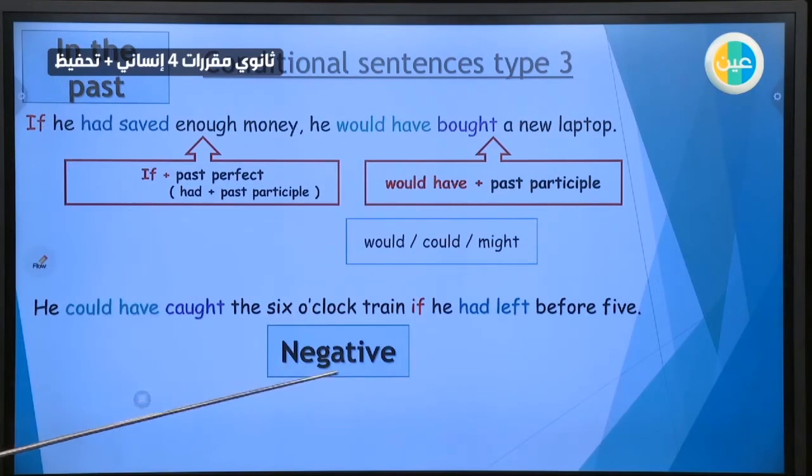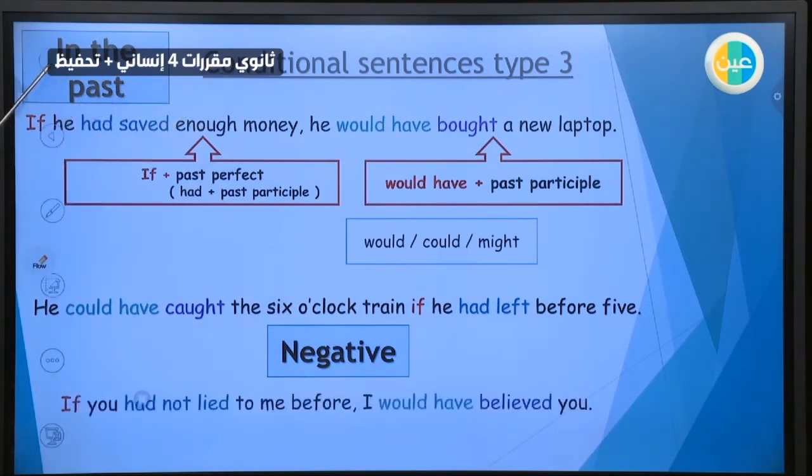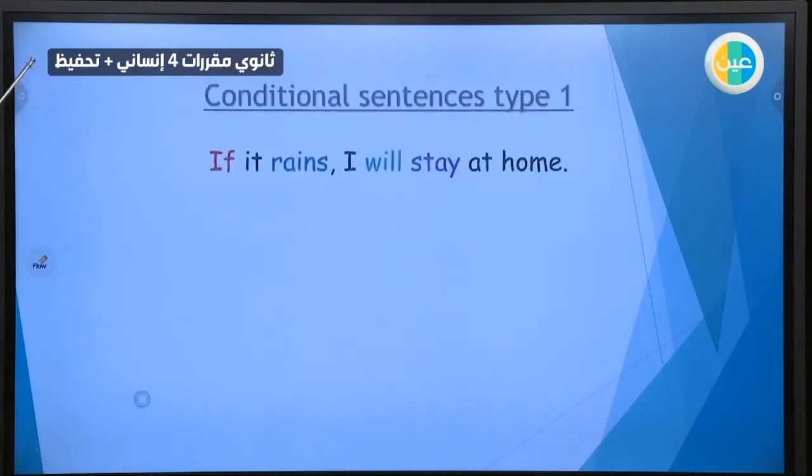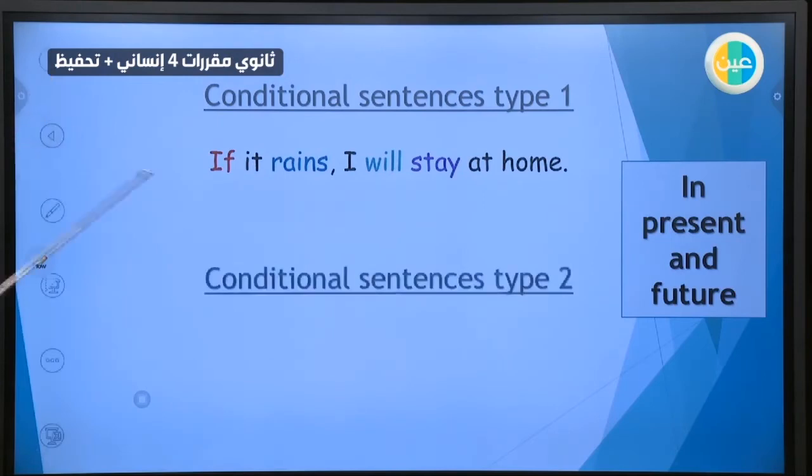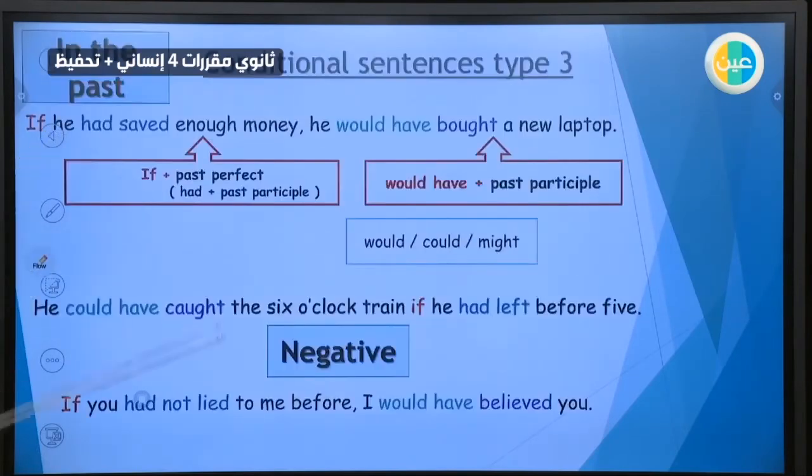How do we form a negative sentence? We want to form a negative conditional sentence type 3. We need to go back here to this one. If you had not lied to me before, I would have believed you. So when I start with the if clause, I have to write a comma after this clause. We use if plus had plus past participle, and we add not. If you had not lied to me before, I would have believed you. So I use here would plus have plus the past participle of the verb. So here, conditional sentences type 3, we use it in the past.